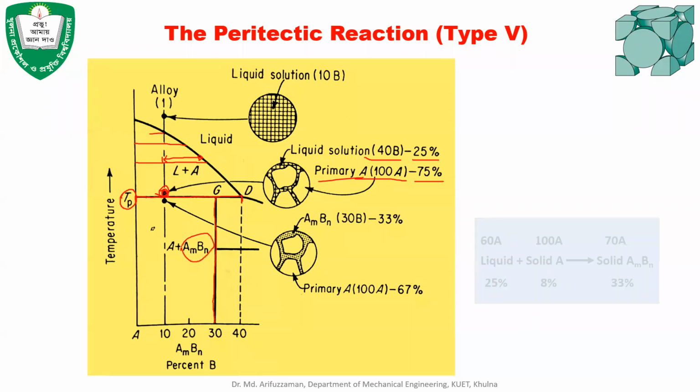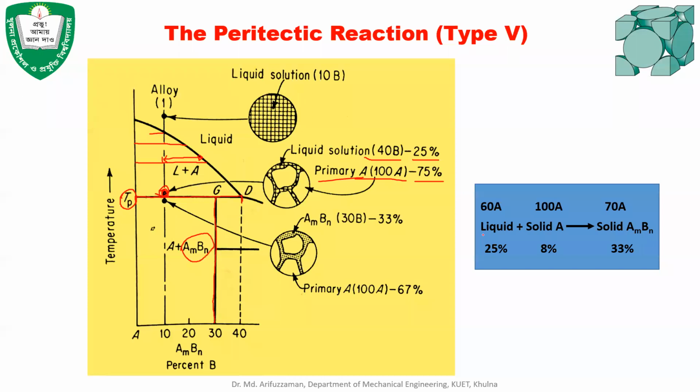Okay, and if we look at the reaction here, the liquid has 60A 40B, so this is the same 60A, either 60A or 40B, whichever you say, it will be the same, and the 100% A. So there will be some of the solid A and the liquid, 25% liquid and 8% solid. Solid A will react to form 33% AMBN.